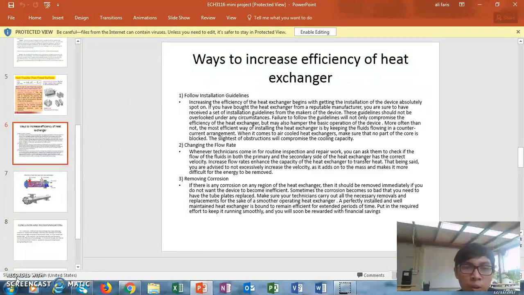Okay, now I will continue with my part. From the question we know that there are a few ways to increase the efficiency of the heat exchanger. First, we can follow the installation guidelines. This means that increasing the efficiency of the heat exchange begins with getting the installation of the device absolutely spot on. If you have bought the heat exchanger from a reputable manufacturer, you are sure to have received a set of installation guides from the maker of the device. So you must follow the installation guideline correctly.